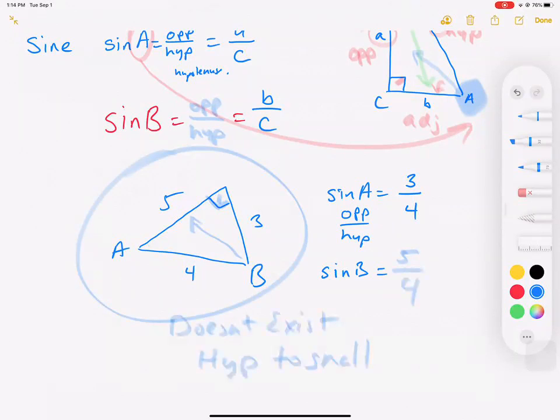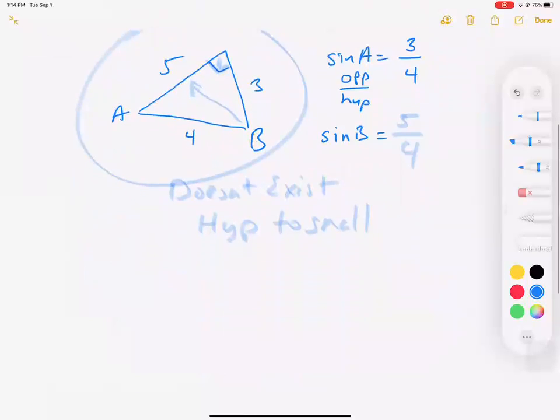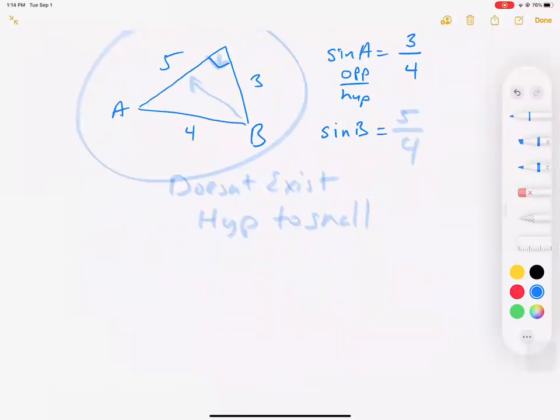Sorry about that, guys. Trying to do things on the fly. The answer wasn't there, that's right. And also, this triangle doesn't exist. So let's do this again. I'll fix it this time.